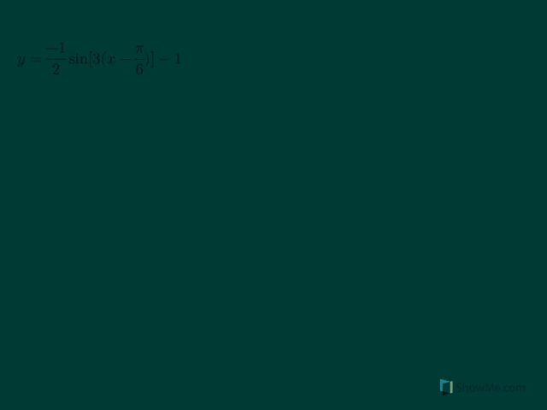And let's go ahead and start graphing. The first thing we want to do is find the period. We know that the period is always going to be 2 pi divided by b. In this case, our b value is 3, so it's going to be 2 pi divided by 3. So one cycle length is going to be 2/3 of a pi.